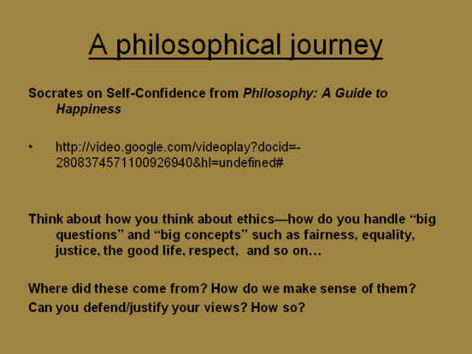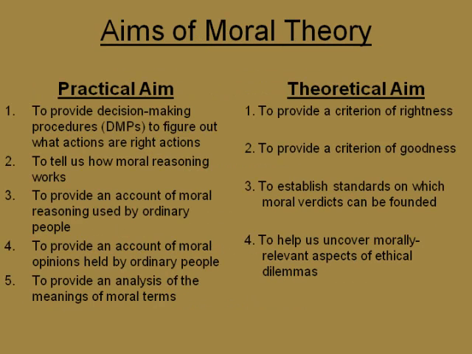Now, what does a moral theory do for us? According to Timmons, there are two major aims of a moral theory. The first is the practical aim, the second being our theoretical aim. The practical aim is going to give us something to do. That is, moral theory is going to give us something that's actionable in some way.